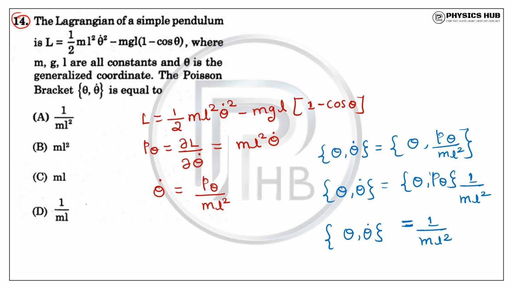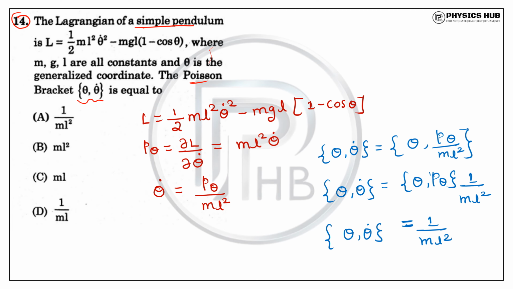Next question. The Lagrangian of a simple pendulum is L is equal to 1 divided by 2 ml square theta dot square minus mgl into bracket 1 minus cos theta, where m, g, l are all constants and theta is the generalized coordinate. Then the Poisson's bracket of theta comma theta dot is equal to.